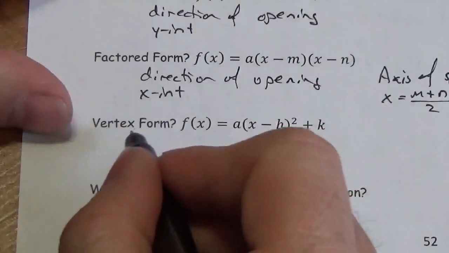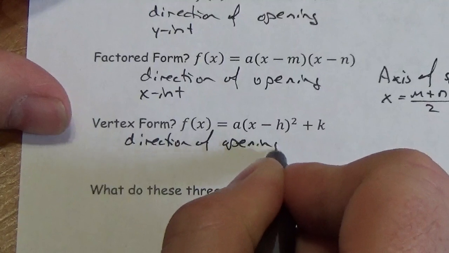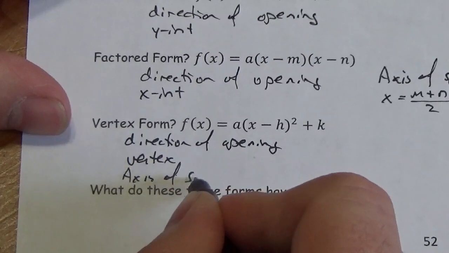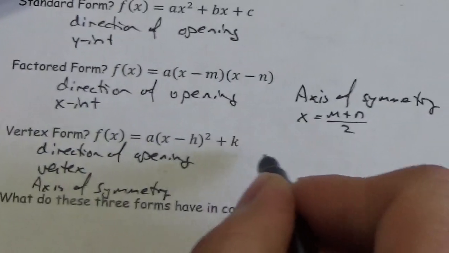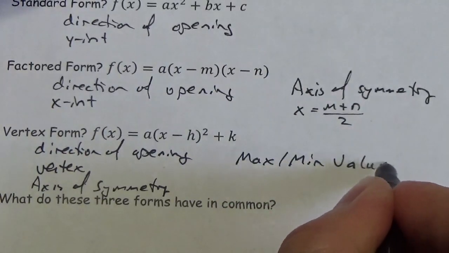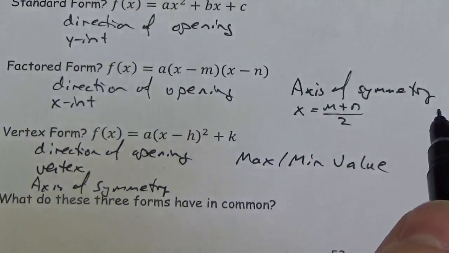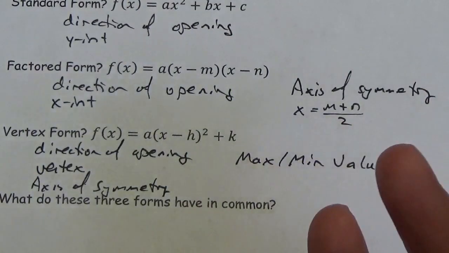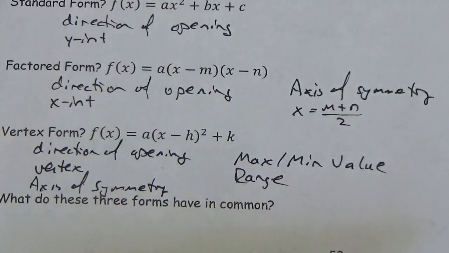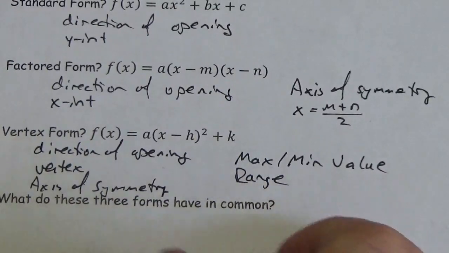In vertex form, I know a bunch here. I know, first of all, the direction of opening. I know the vertex, which means I also know the axis of symmetry. I know the max or min value. And there's some stuff related to that. Now, with all of those, I know that the domain is going to be all reals, okay? But here, I can very easily tell you what the range is going to be as well, because it's related to the vertex. So I do get a bit more out of the vertex form than I do out of the other forms.